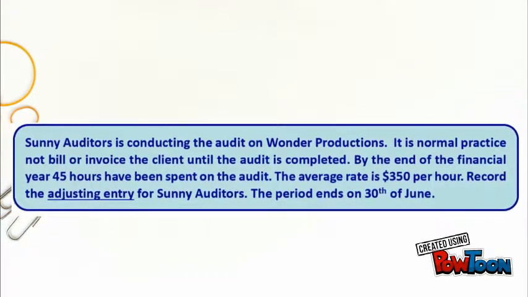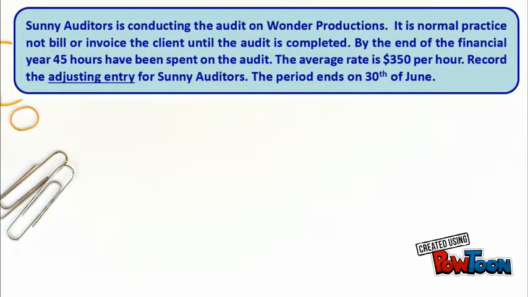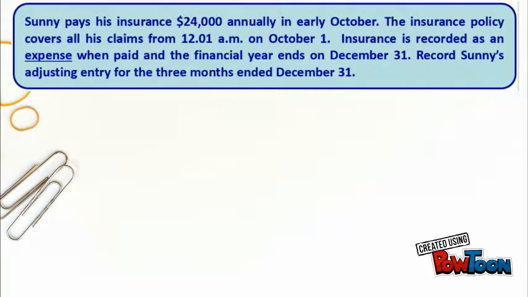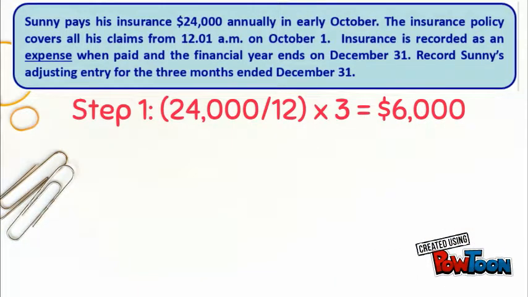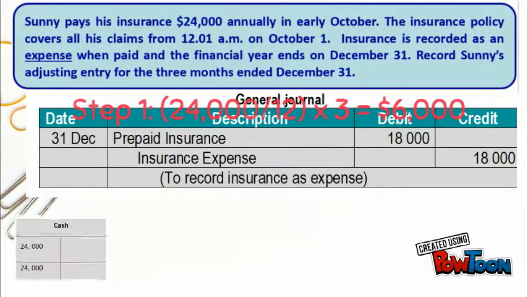Adjusting entries are also used to adjust for an incorrect original entry. Here's an example. The original entry was recorded as an expense instead of the correct entry, prepaid asset. This is because Sunny only incurs the expense as the insurance company provides the services each month. To calculate the 3 months incurred expense, we first calculate the monthly expense and then multiply by the number of months. After 3 months, the following entries are made to adjust for the original error when recording.